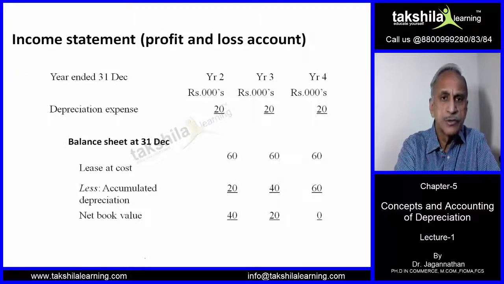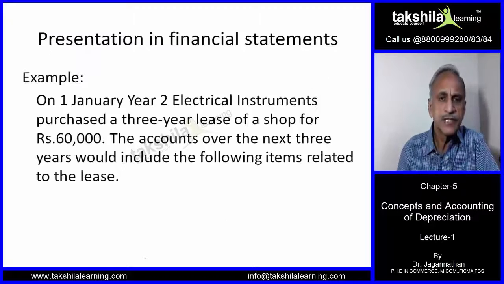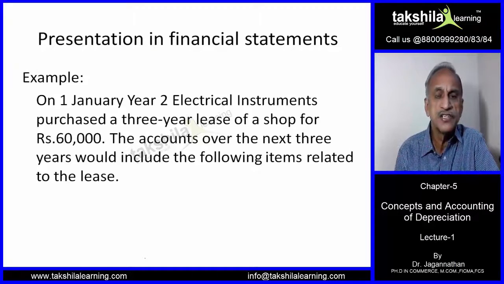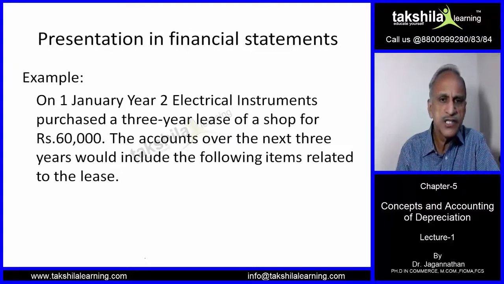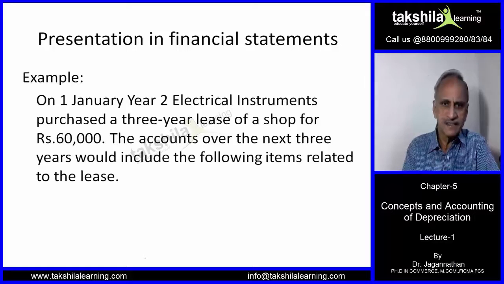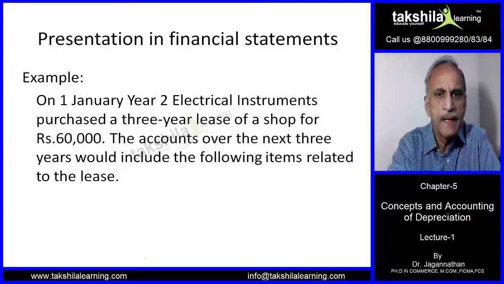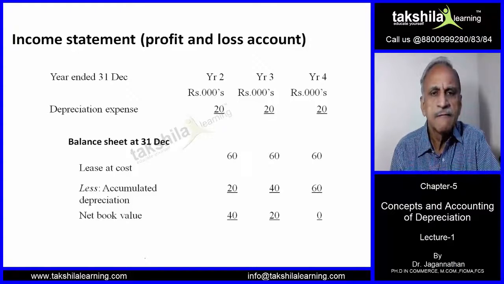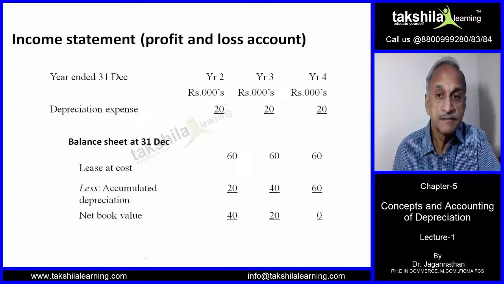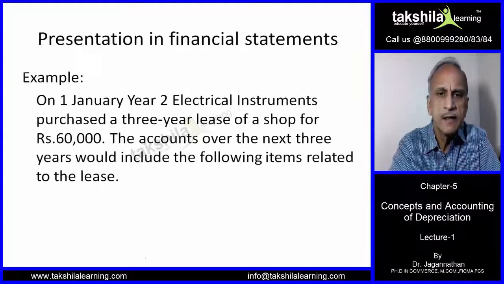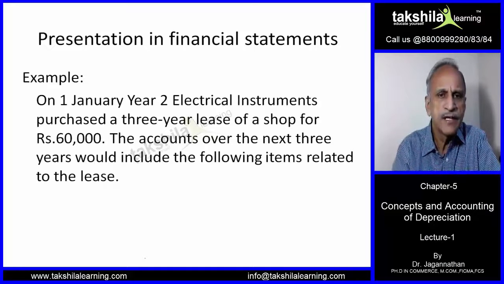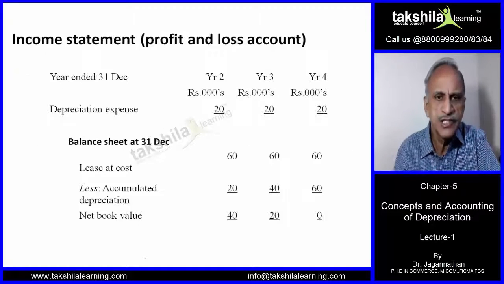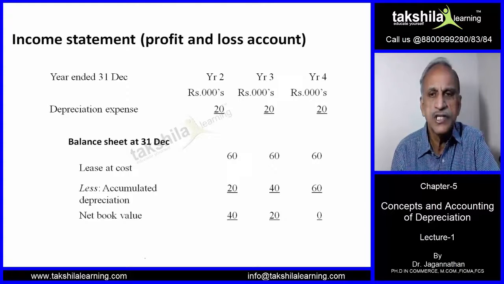What I wanted to discuss with you is this. Let us say, for example, on January 1, two electrical instruments purchased a 3-year lease of a shop for ₹60,000. The accounts over the next 3 years would include the following items related to this lease. Lease means you've taken on hire, 3-year lease for 60,000, right? First year, it's just like acquiring a machine, right? First year, depreciation expense is 20, right? Why 20? See, 60,000 rupees divided by 3 years, so it becomes 20,000 each. So instead of 1,000, I'm just putting rupees 20, 20, 20.